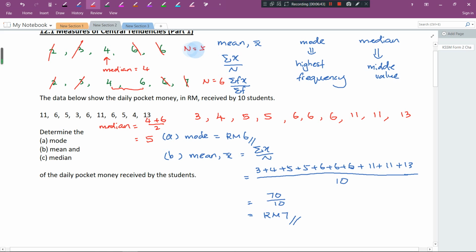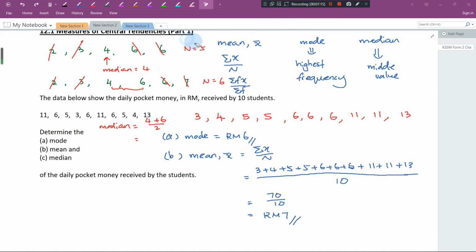Okay, so if the number of data is an odd number, there's only one middle value, and that is the median. If the number of data is an even number, there are two middle values. If we want to get the median, we have to find the mean of those two middle values. We take those two data plus together divided by 2. Okay, now let's look at how to get the median for this set of data.